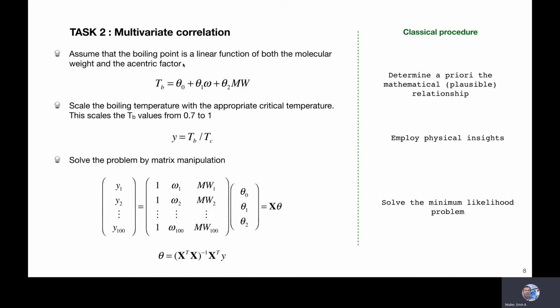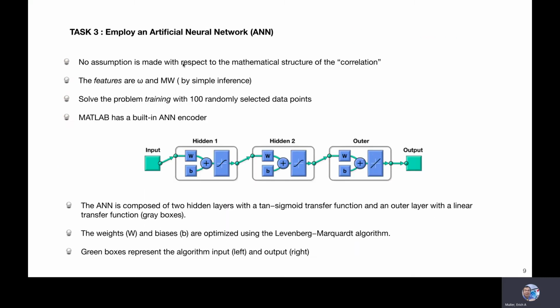But then the third task is the important one that's related today. And we suggest that they use an artificial neural network. And here's where MATLAB fits in very nicely, because MATLAB has a built-in optimizer of neural networks, and I'll show you an example of that later on. Interestingly, there is no assumption to be made with respect to the mathematical structure of the correlation. This is an important point to make.